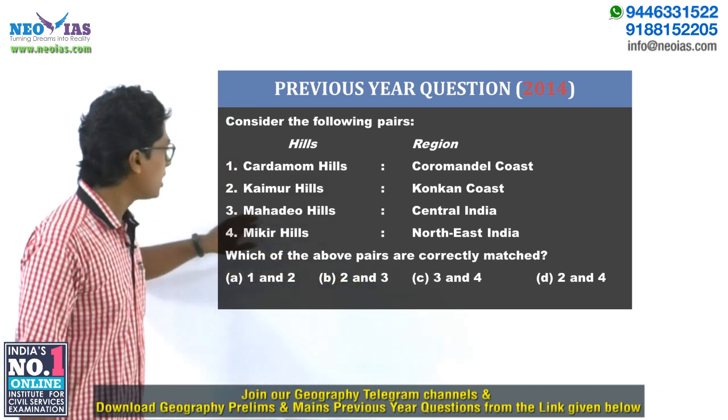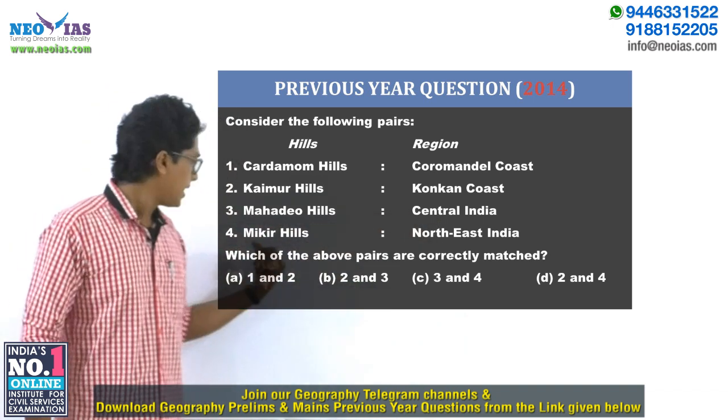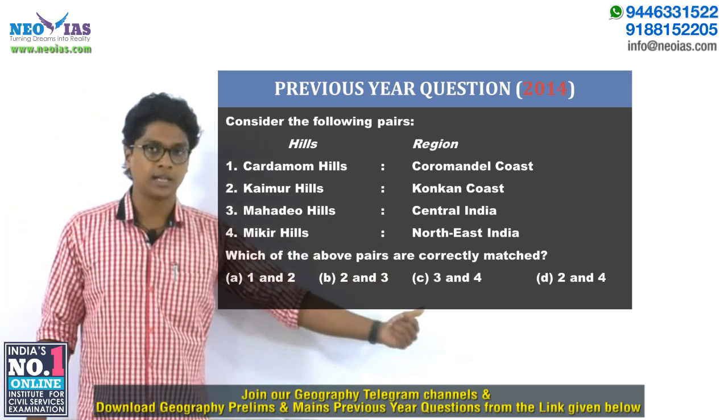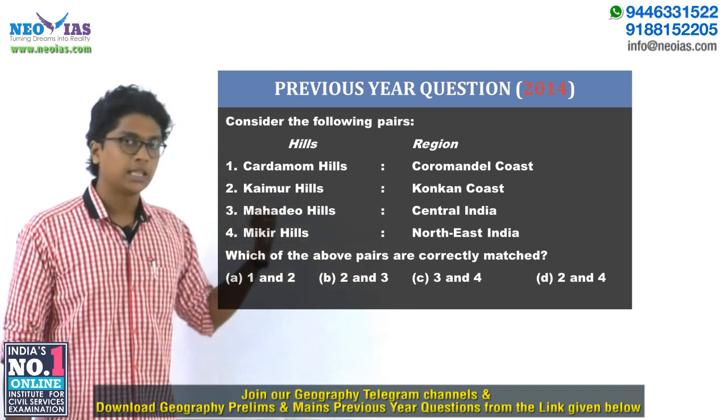3 and 4. The third one, Mahadev Hills, on central India, right? And the Mikir Hills on the northeast India. So here the answer comes out as 3 and 4.